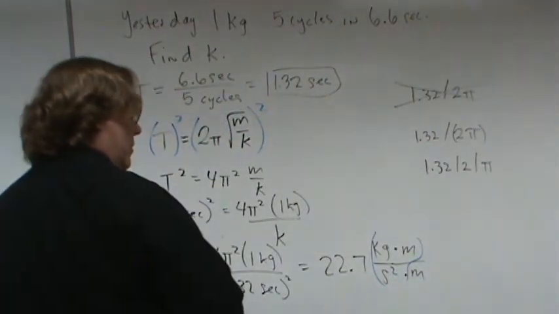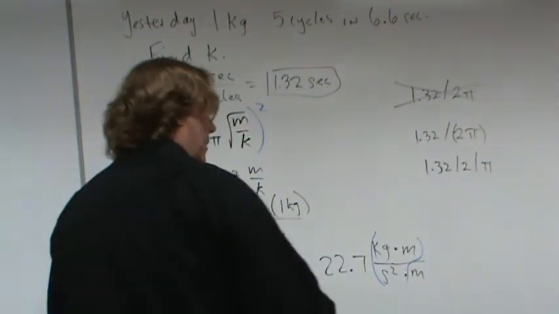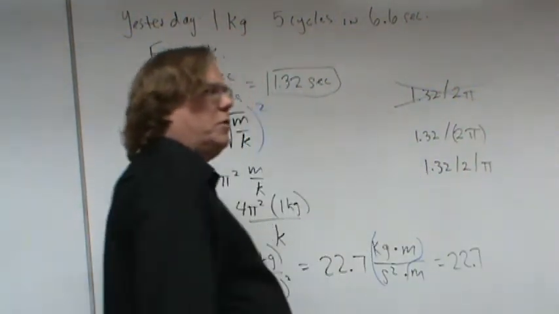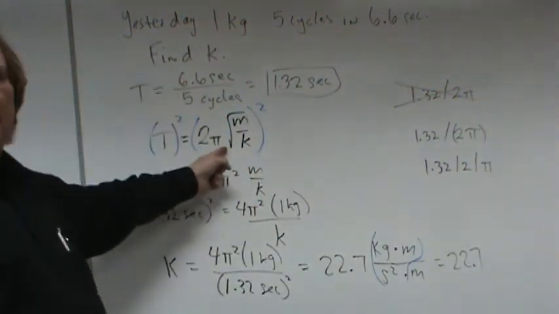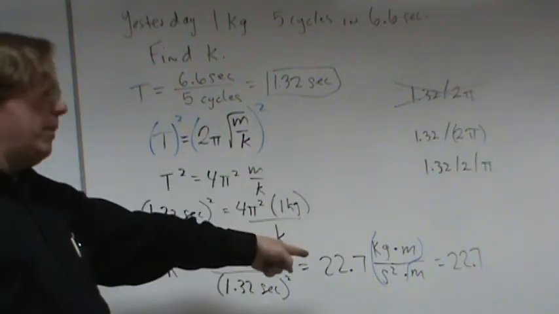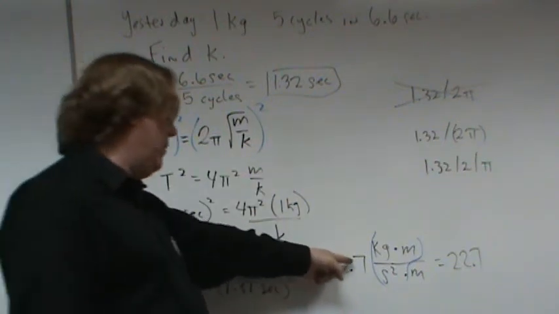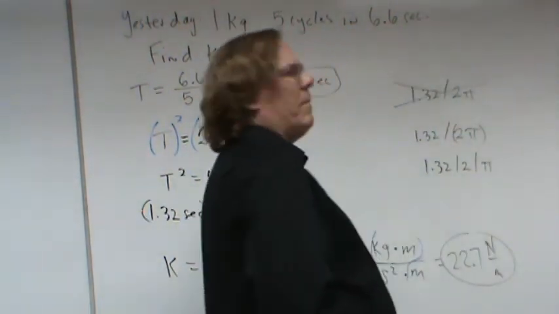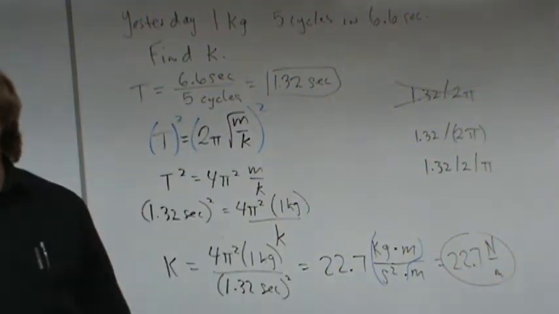That's my newtons, and I'm left with meters. If you use this formula, you will never plug in with newtons per centimeter, and you will never get an answer with newtons per centimeter. It's always got to be MKS. It's always got to be newtons and meters, kilograms and seconds. So this ends up being newtons per meter. Okay? You guys good on that?